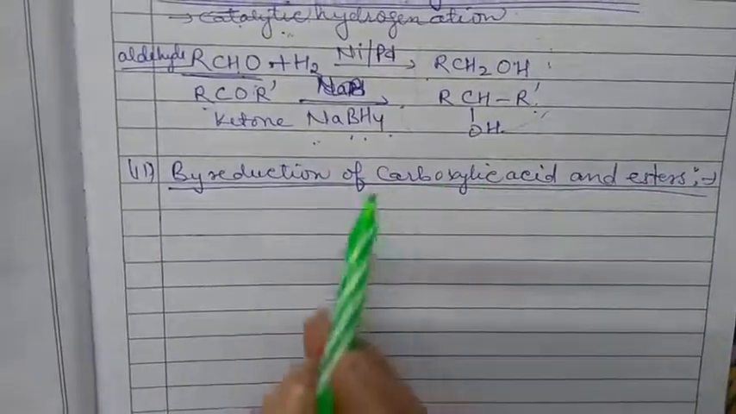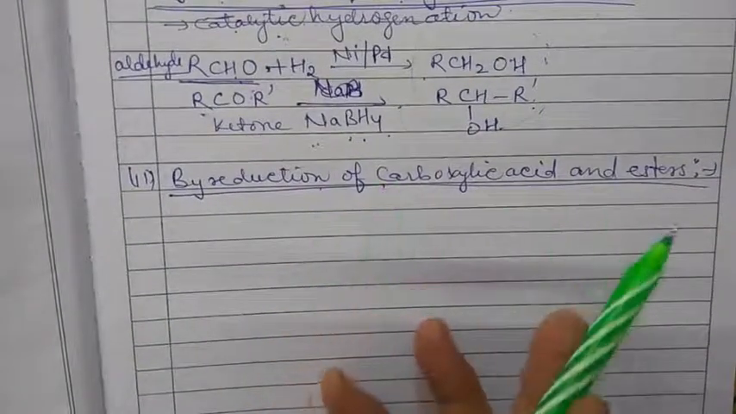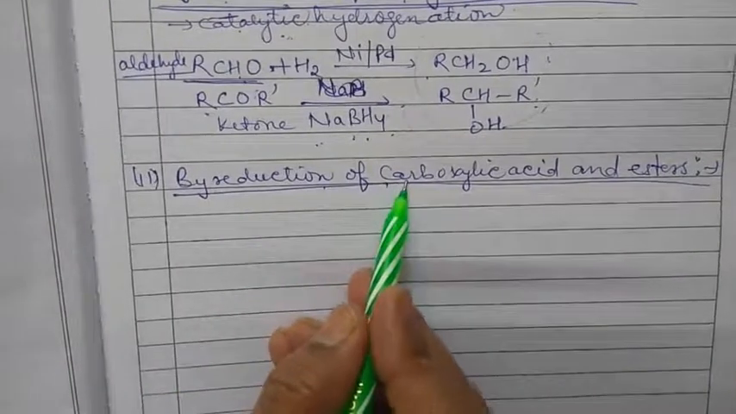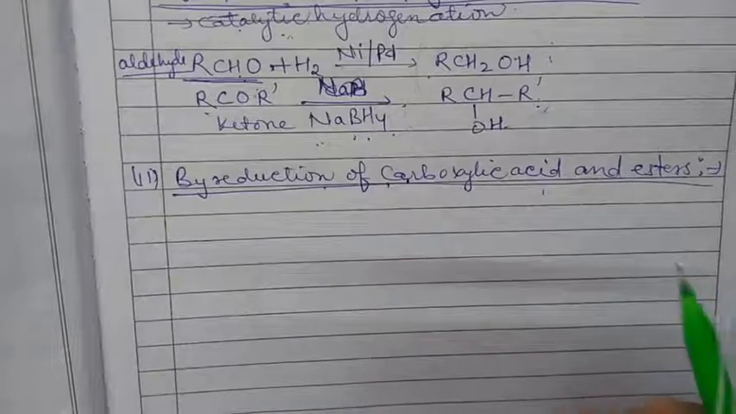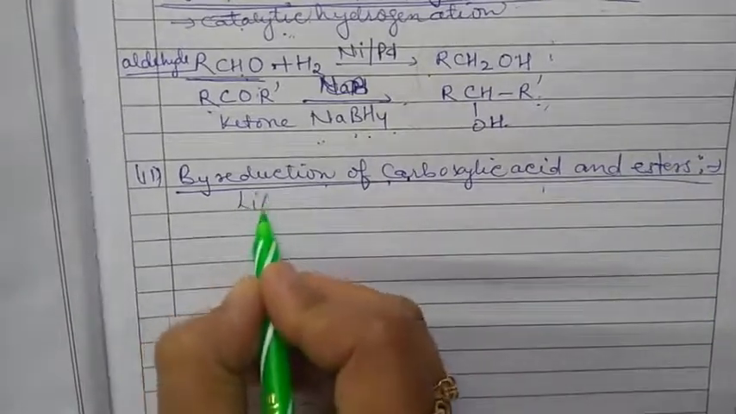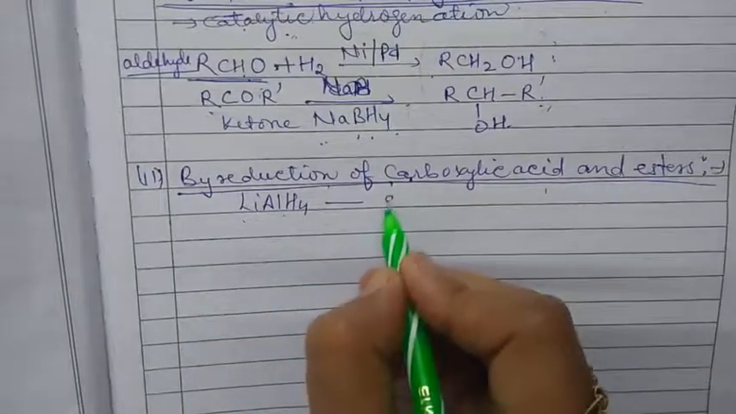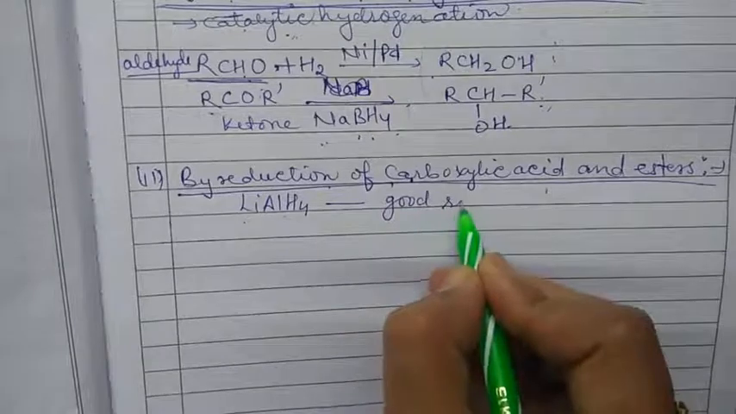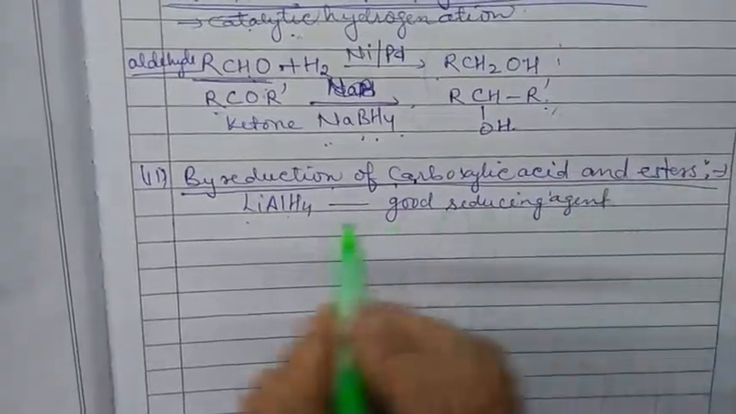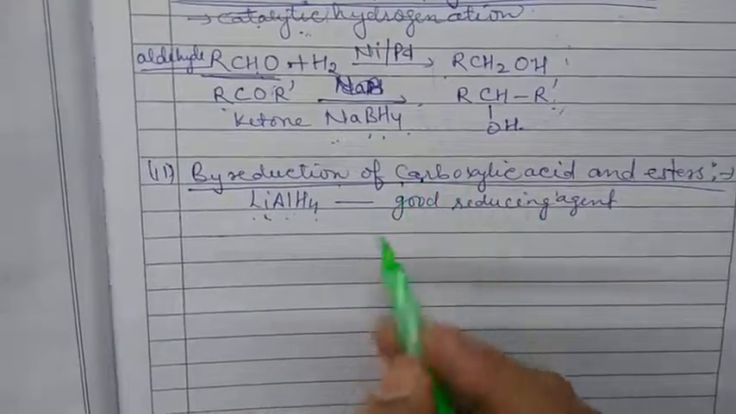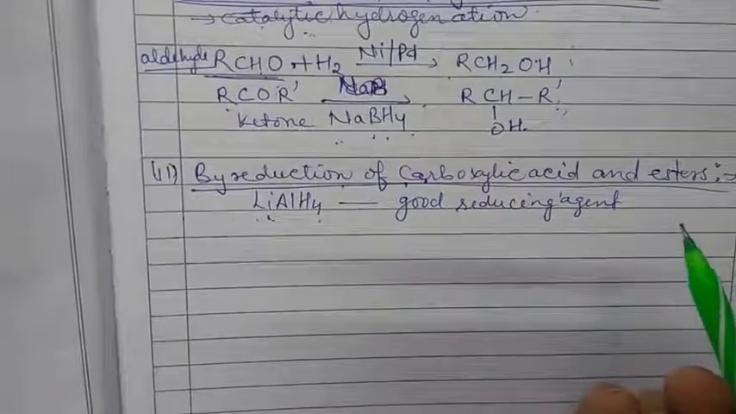Carboxylic acids are reduced to the primary alcohol in excellent yield by lithium aluminum hydride, LiAlH4. This is called lithium aluminum hydride and it is a very good reducing agent. The function of a reducing agent is to add hydrogen.